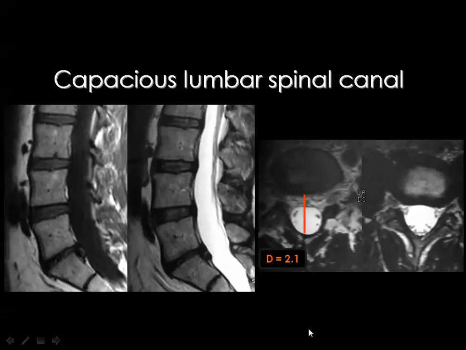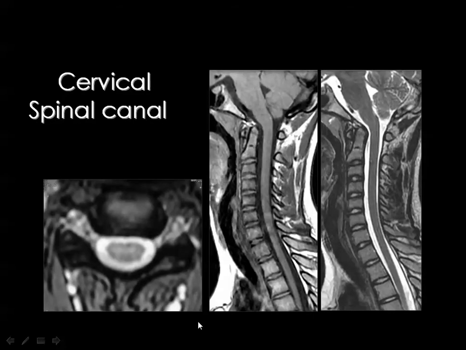Then the capacious lumbar spinal canal is a canal with a diameter measuring about 2 centimeters or above. And many clinicians consider that a capacious canal causes some sort of low back pain because of the ectasia of the thecal sac, which is not adequately supported by bone posteriorly.